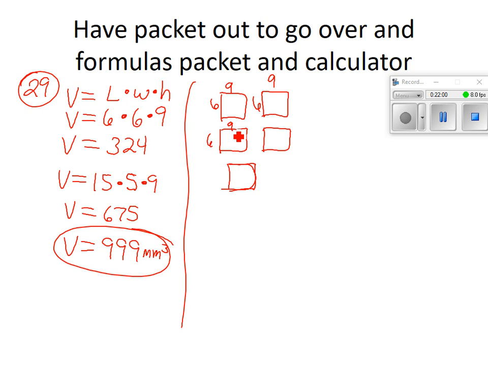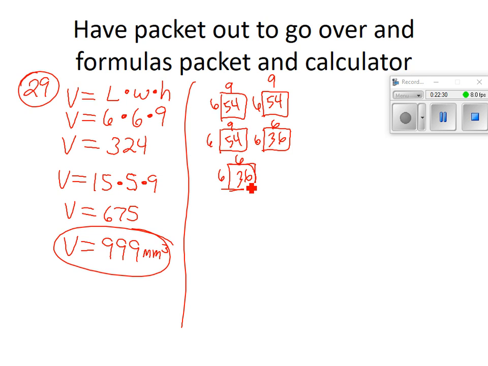We need the front part of it. That's 6 by 6. The back side of it that you can't see, 6 by 6. Somebody find the area of this first one. 54. 54 for the next one. This one, 36. This one, 36. So that's all the top shape, right?